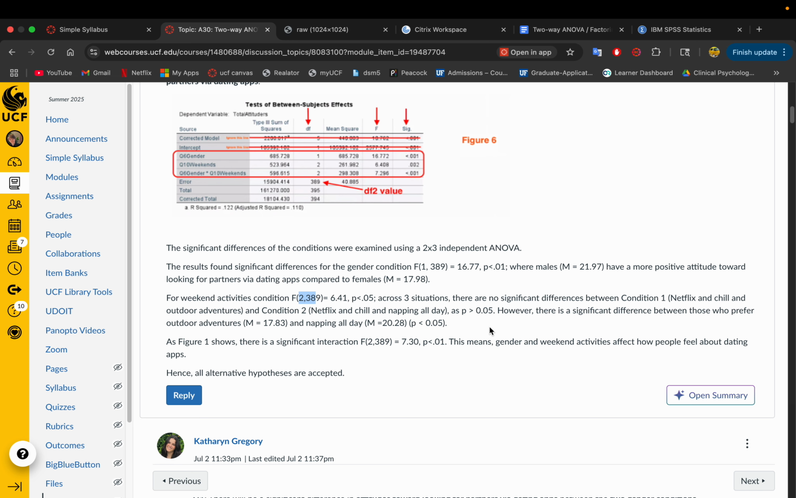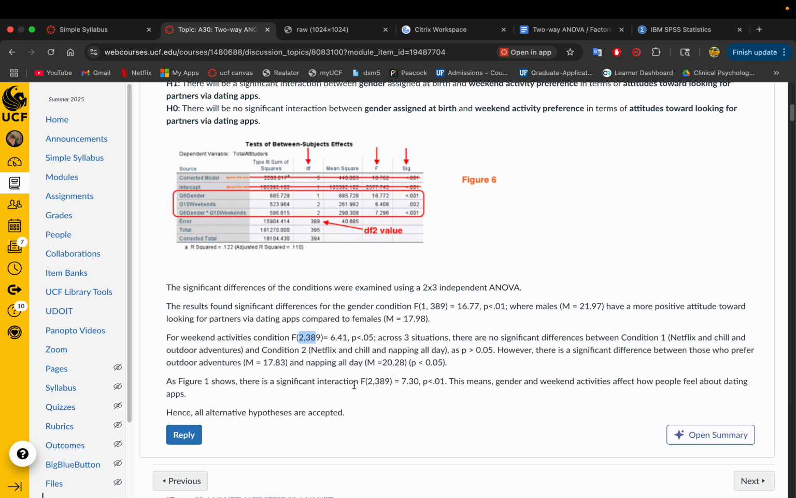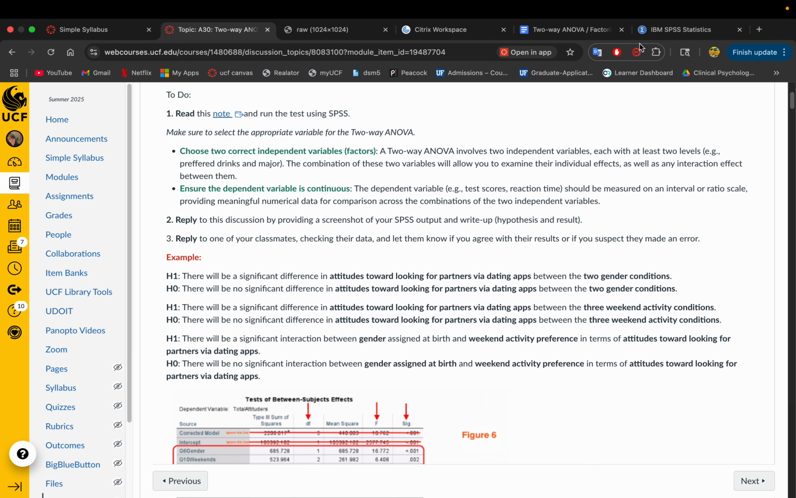However, there's a significant difference between those who prefer outdoor activities and napping all day. As figure 1 shows, there's a significant interaction, F of 2, 389, and then F equals 7.30, and it's significant. This means that gender and weekend activities affect how people feel about dating apps. Hence, all alternate hypotheses are accepted.